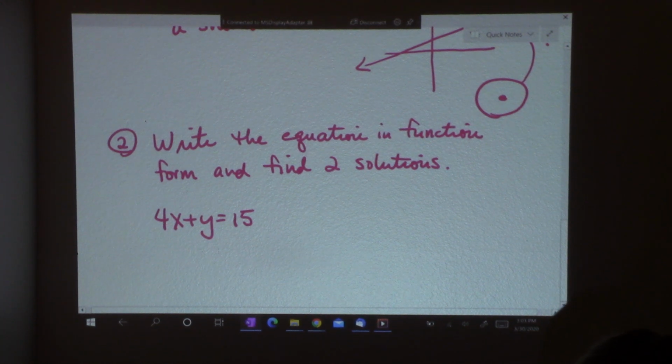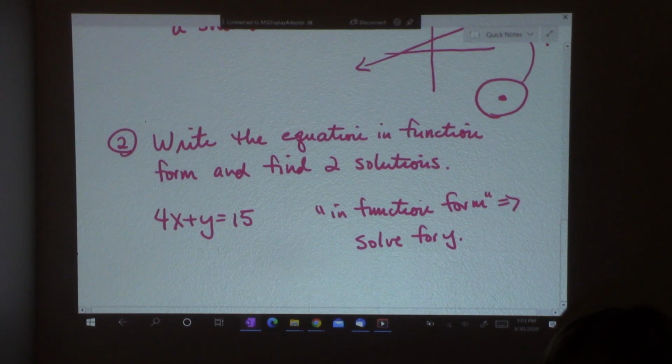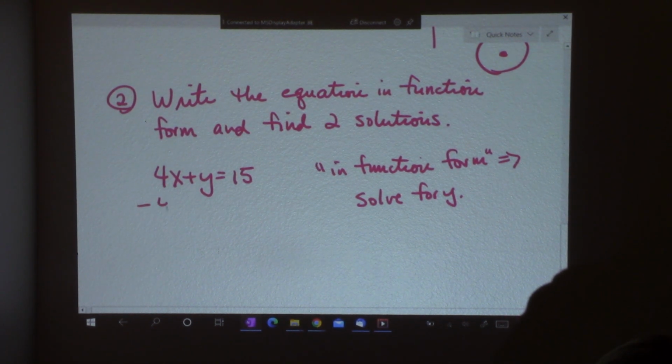Now, when you see the phrase, write the equation in function form, that means just solve for y. That means get y by itself. Okay? So I'm going to do that first. I'm going to subtract 4x.